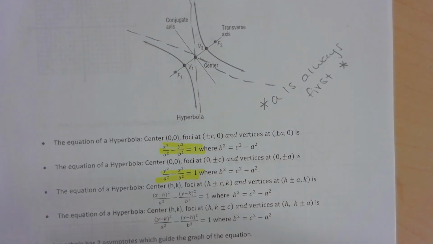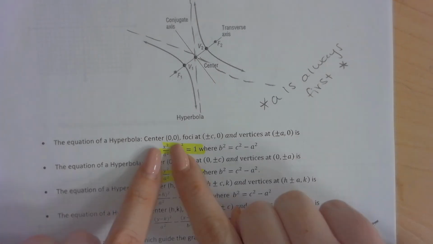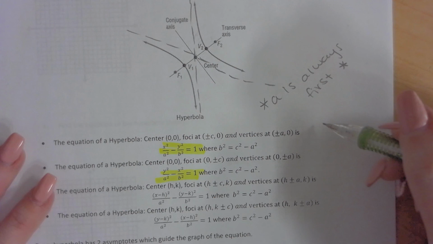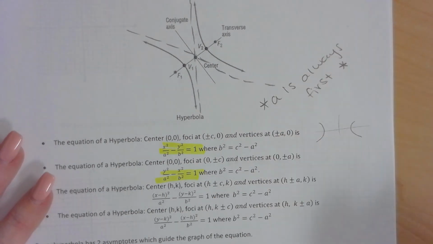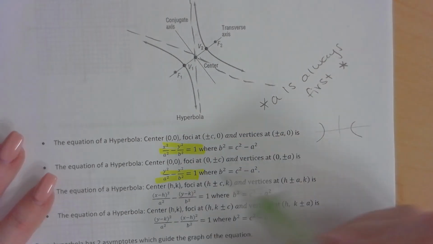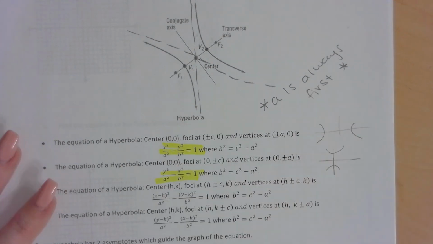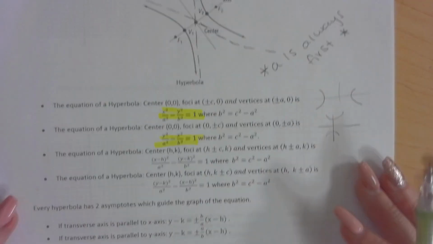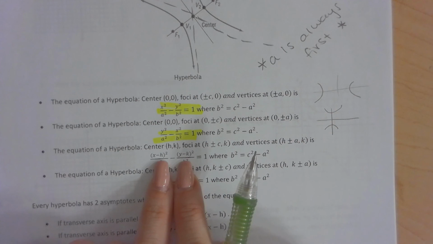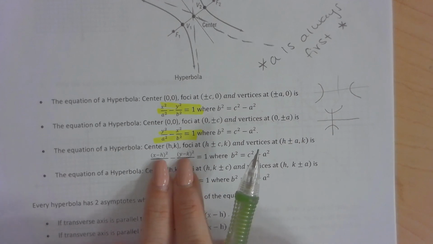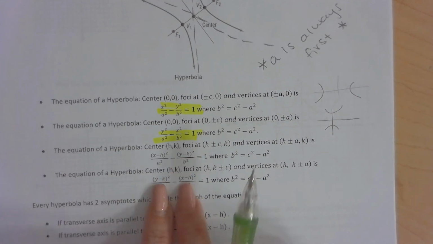So they're always going to have a be under whatever the first one is. Now, as you could assume, if a is underneath x squared, that makes a hyperbola that opens up left and right. If a is underneath y squared, then that makes a hyperbola that opens up or down. Then, of course, x is always with the h, y is always with the k when it comes to the center.